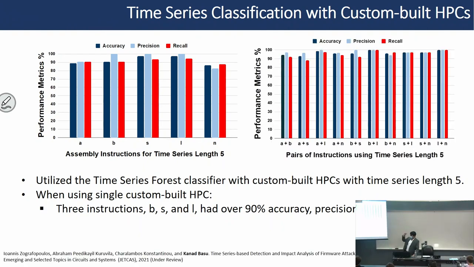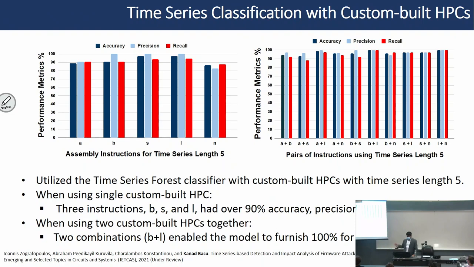And then we took a single HPC, but we are taking combinations. So arithmetic followed by branch and so on. And we see the two combinations, branch plus load. This is actually giving 100% accuracy for all metrics. So branch plus load is the best HPC that we can use to detect this type of attack.